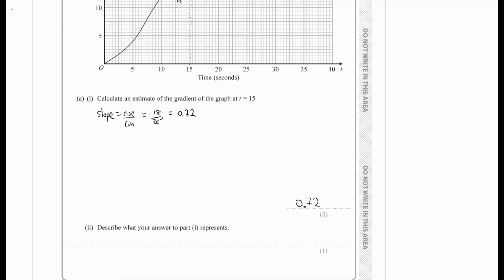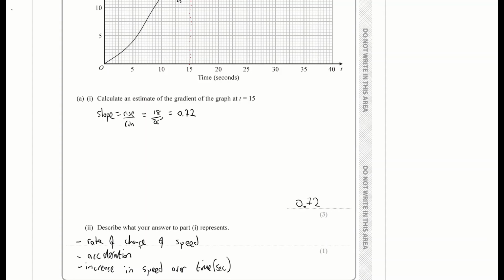Part two, describe what your answer in part one represents. Well, as I said, it represents the slope, or in other words, it's representing the rate of change of speed of this object or car, whatever it is. Another word for rate of change of speed is acceleration. Or it is also known as the increase in speed. Just make sure though, you mention an increase in speed over time. And our time in this case, I think, is seconds, isn't it? Yeah. So any one of those should suffice for part two.